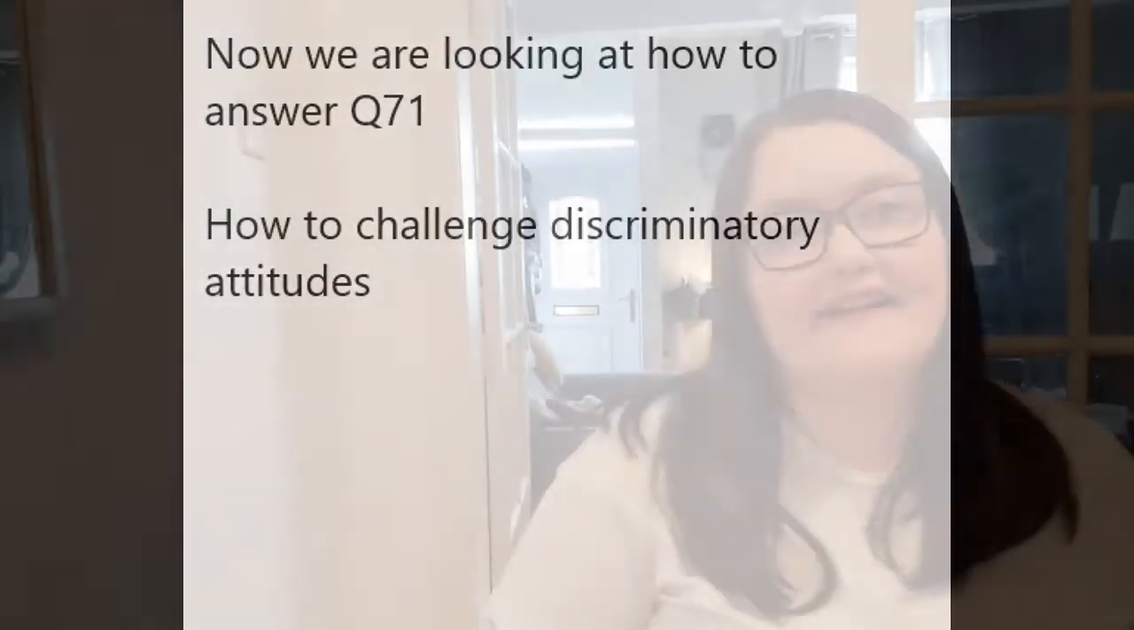So how can we challenge that discrimination? What can we do to make it better for that person? Because we need to make sure they've got rights. So first and foremost, we need to make sure that equal opportunities training is undertaken.